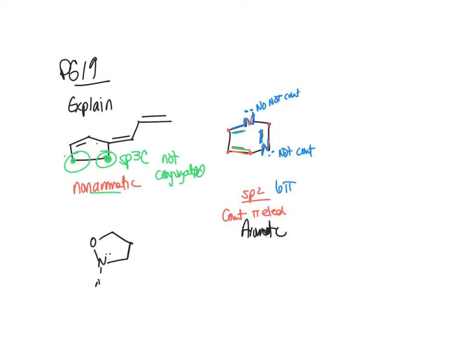All right, so for this one here, when you don't have the lone pairs drawn in, you better draw them in. Okay, so here we have an sp3 carbon, and that means it's not conjugated. And if it's not conjugated, you just go ahead and say it's non-aromatic. Okay, it's not aromatic. Okay, let's go to the next one.